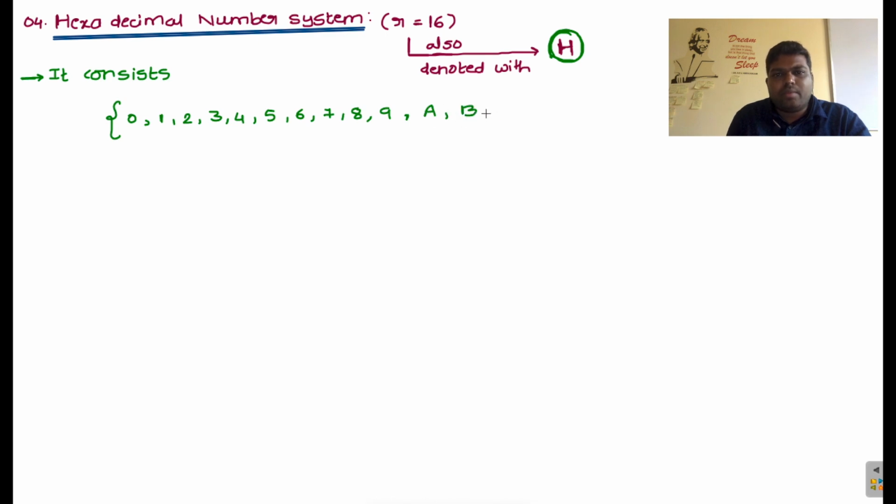11, that is nothing but B. 12, C. 13, D. And 14, E, and 15, which is also called as F. And this one is minimum value, and this one is R minus 1.